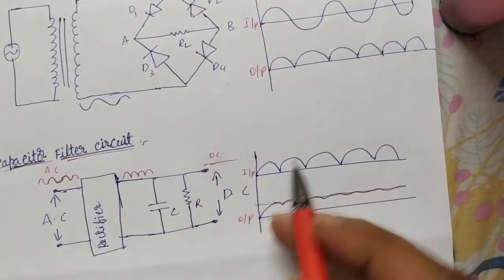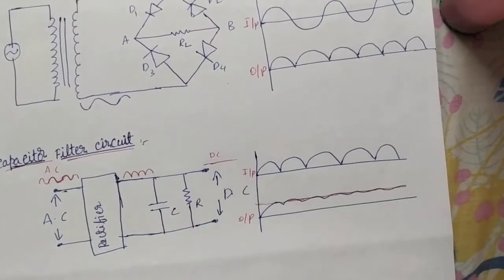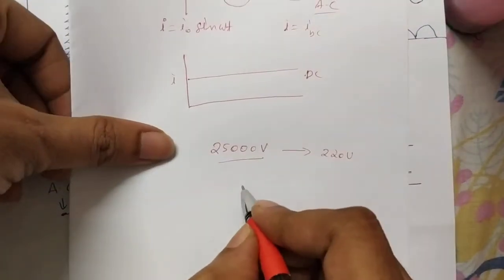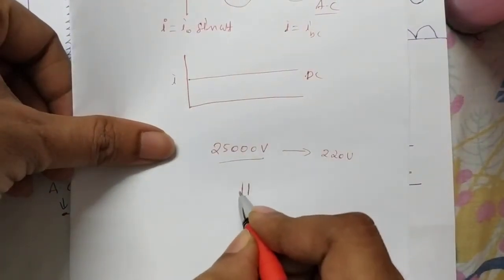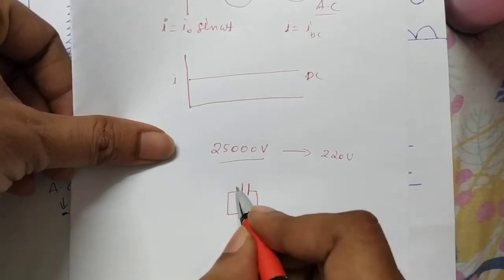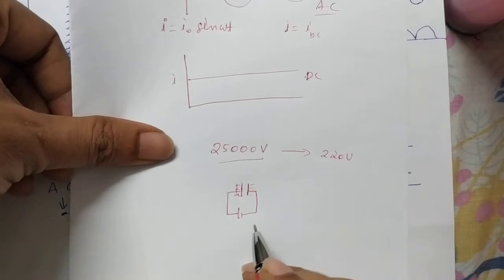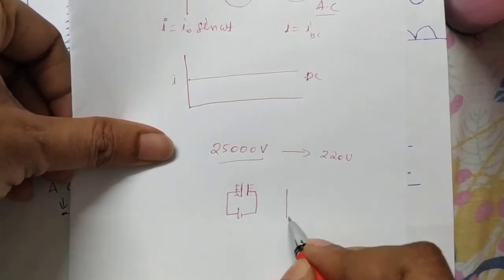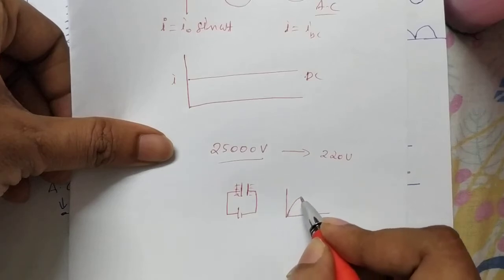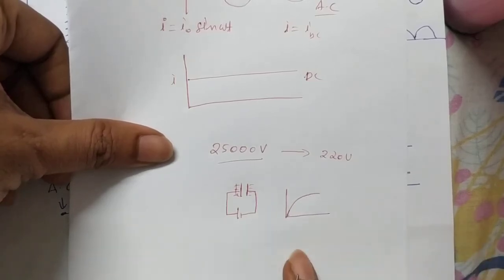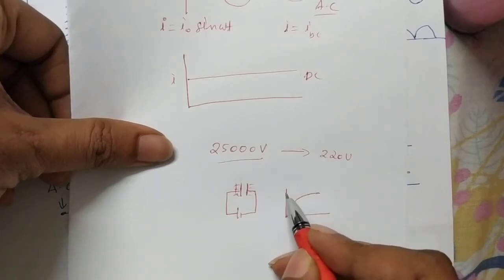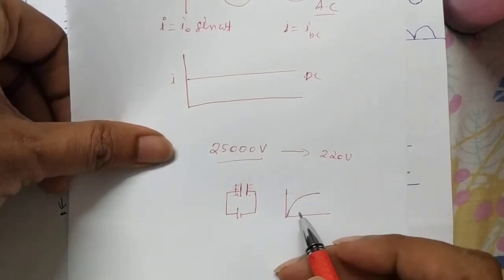That's what you call a capacitor filter. What is the nature of a capacitor? Suppose this is the capacitor symbol and this is the battery symbol. When you connect a battery, the capacitor starts accumulating charges on the plates, but it takes some time. Initially the accumulation is fast and then it slows down. Even after infinite time it is not able to charge completely. That is the nature of a capacitor.